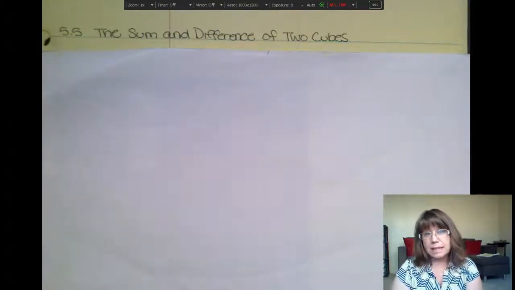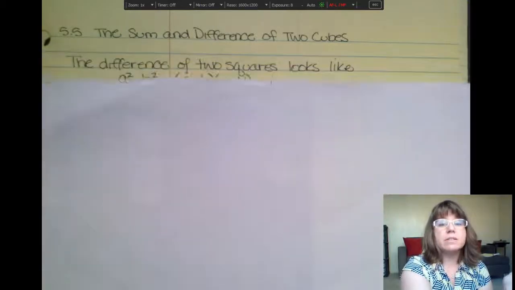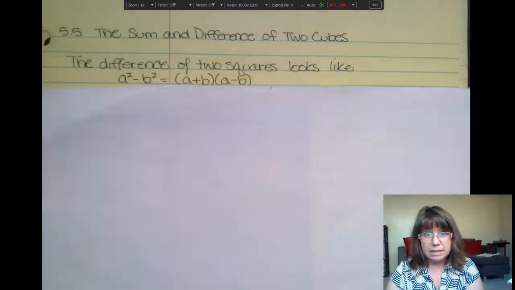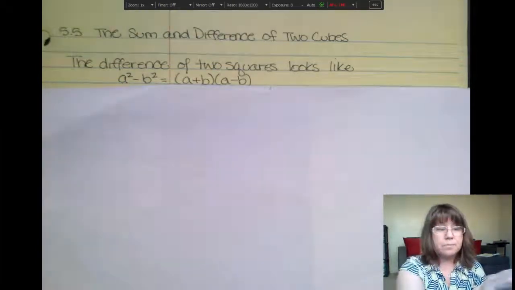In our last lecture, we discussed the difference of two squares. If you remember, the difference of two squares looks like a squared minus b squared. Ultimately, we can factor that into a plus b times a minus b.